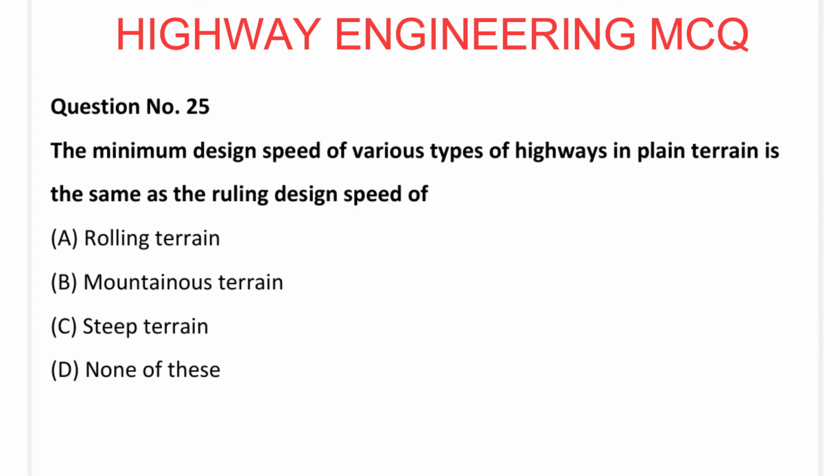So next question, the minimum design speed of various types of highways in the plain terrain is the same as the ruling design speed of: A, rolling terrain; B, mountainous terrain; C, steep terrain; and D, none of the above. So the correct answer is rolling terrain.